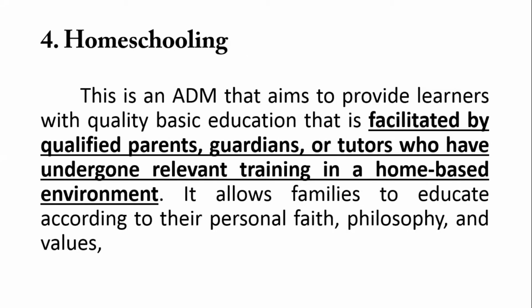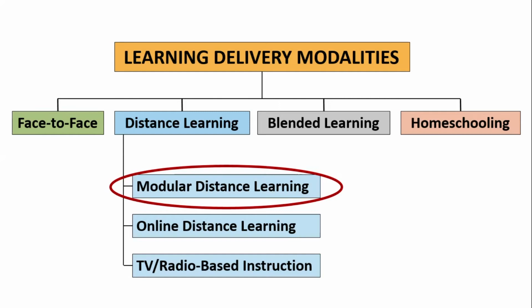The fourth modality, also known as homeschooling, is facilitated by qualified parents, guardians, or tutors, which means that there seems to be no connection between the subject teacher and the student. And the student just reports to school for assessment purposes, considering that direct instruction is received from a hired, qualified teacher or instructor. I hope you have a better grasp of what modular distance learning is and what makes it different from the rest by now.